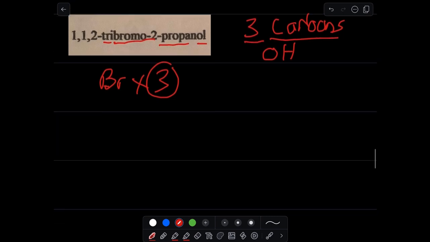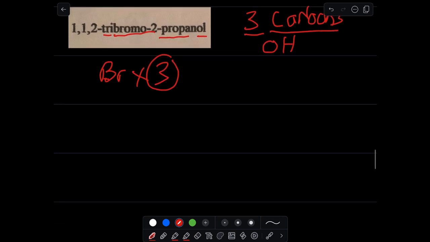So let's piece it together. Go ahead and draw your 3 carbons like this. And again, I have a habit of going 1, 2, 3 on these for some reason, but you can name this the first carbon, that the 3rd carbon as well. So however you want to do that works. So I'm going to go right to left.